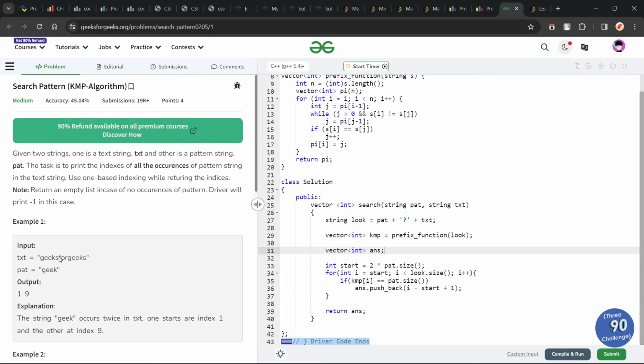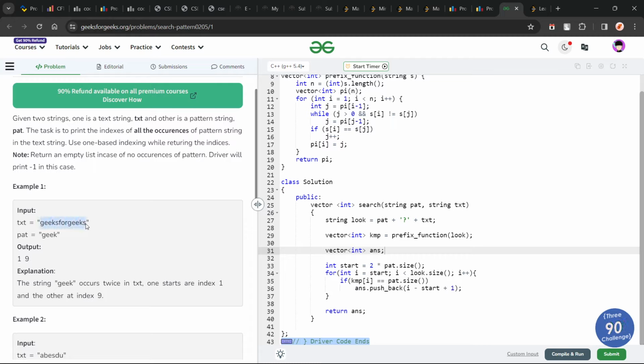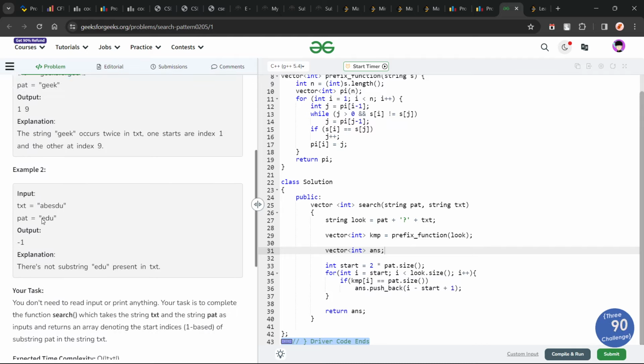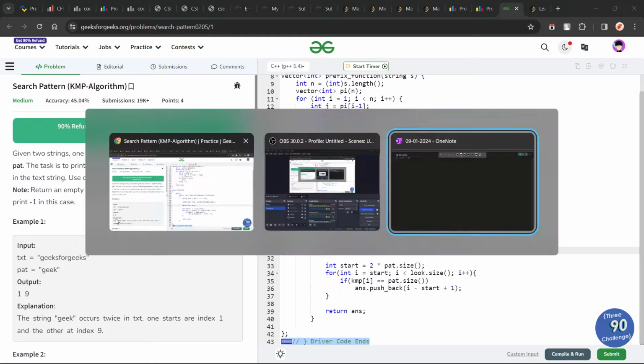This particular question is a straightforward, direct implementation of KMP, so let us see what the problem says. This is the original string we have been given, and we have also been given a pattern. We have to tell the indices at which this pattern is present. For example, it is present at 1, and next at position 9, so geek is present at 2 places, and that is what we have to return. In case there are no indices, we can just return an empty vector and they will take care of the -1.